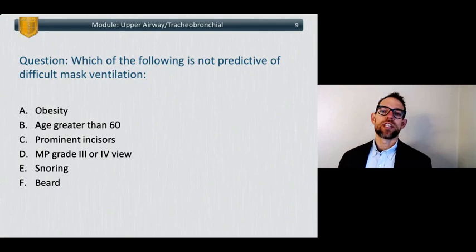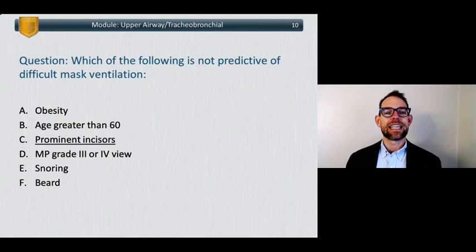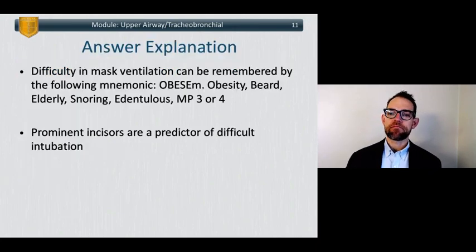Question: which of the following is not predictive of difficult mask ventilation? A, obesity. B, age greater than 60. C, prominent incisors. D, Mallampati 3 or 4 view. E, snoring. Or F, a beard. And the answer here is C, prominent incisors.